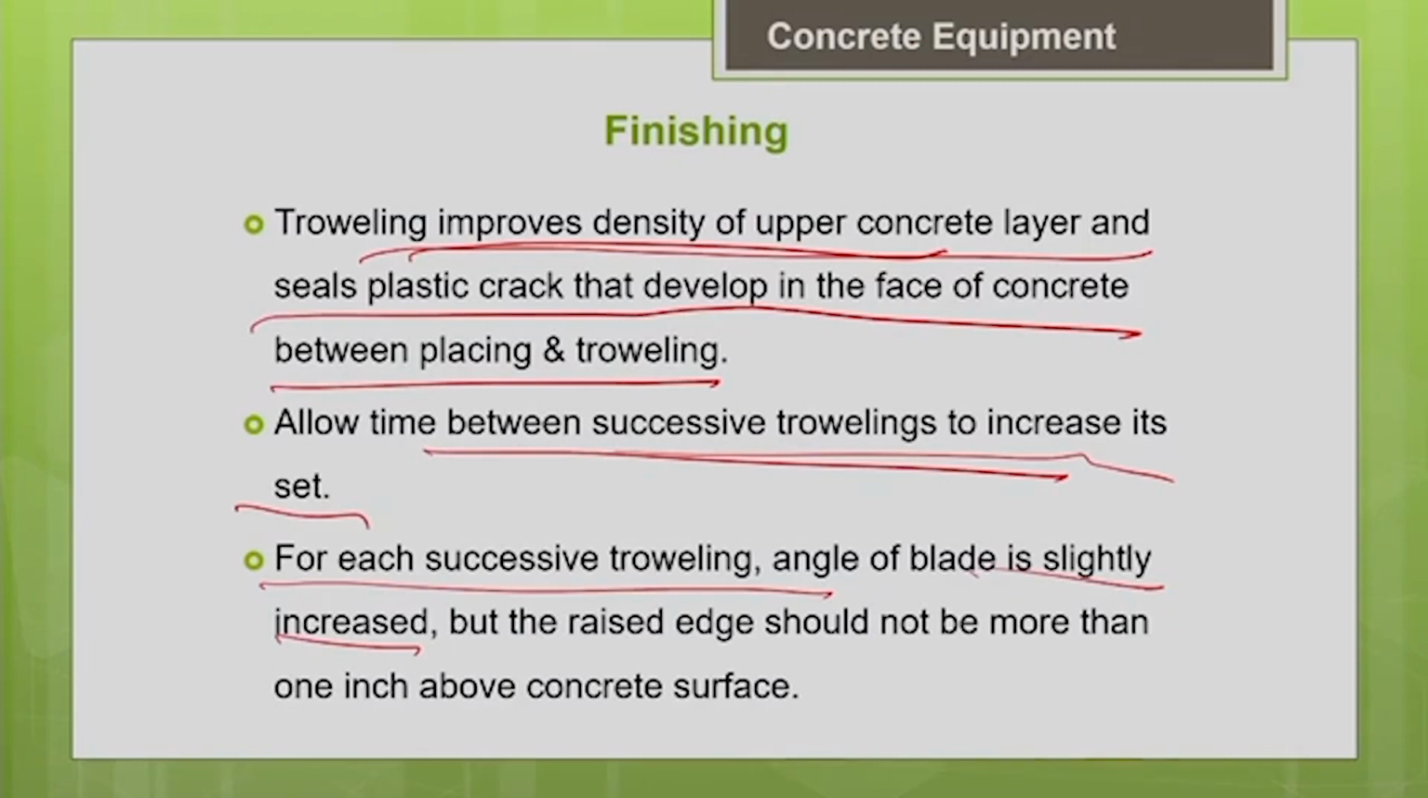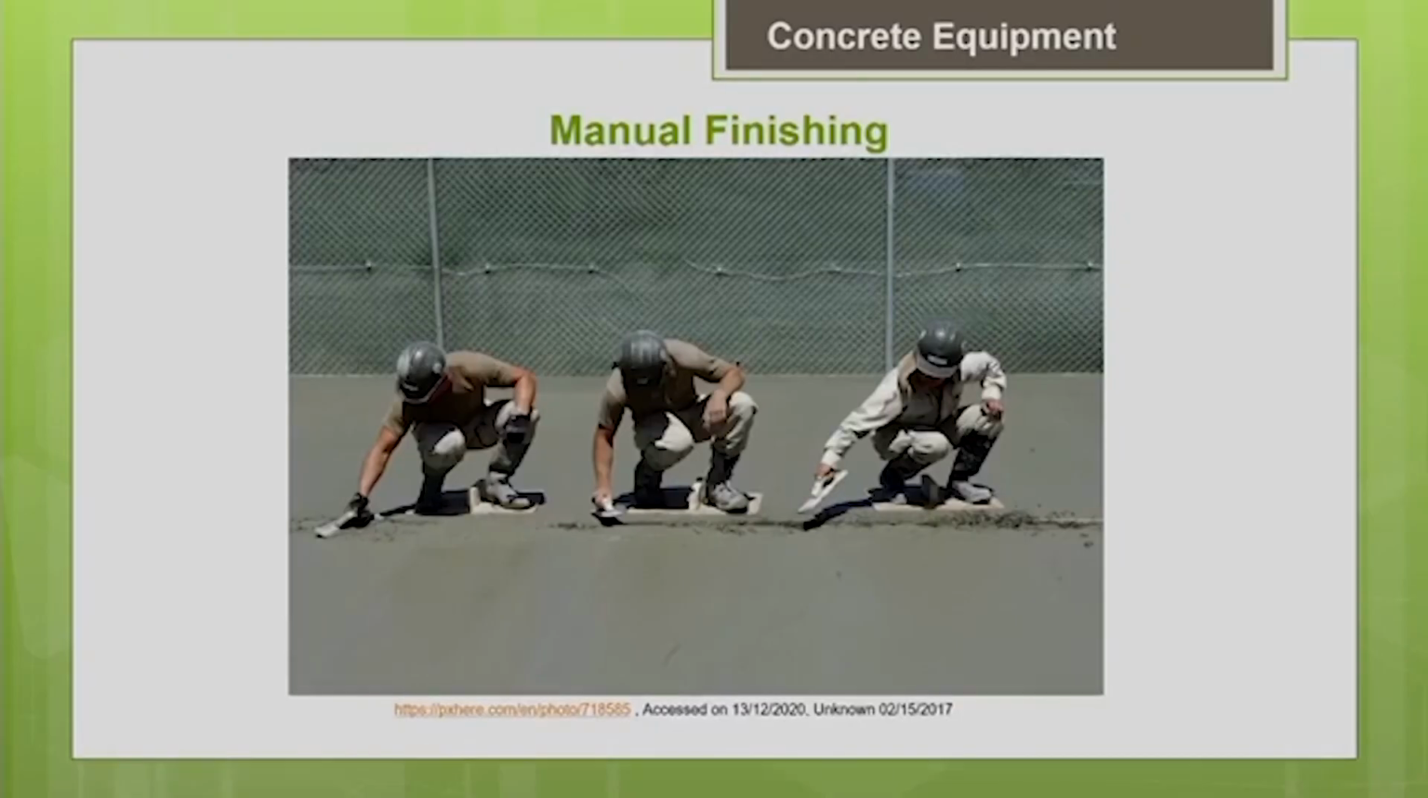But one thing you should keep in mind, the raised edge of the blade should not be more than 1 inch above the concrete surface. Beyond 1 inch it is likely to damage your concrete surface. So, you can keep on increasing the angle of the blade, but in any case, make sure the raised edge height is not more than 1 inch above the concrete surface. This picture again shows how manual finishing is done with the simple tools you can see.